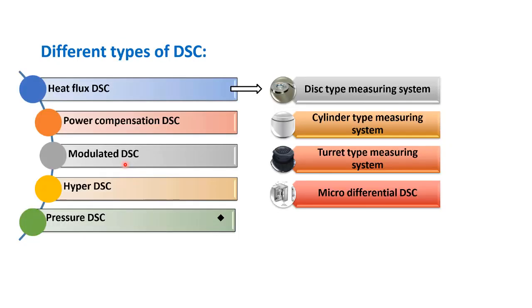So there are different types of DSC. Majorly, heat flux and power consumption compensation DSC are used. Modulated is also used sometimes, but hyper and pressure DSC are very less commonly used. The heat flux DSC includes the disk type measuring system, the cylinder type measuring system, the turret type measuring system, and micro differential DSC.